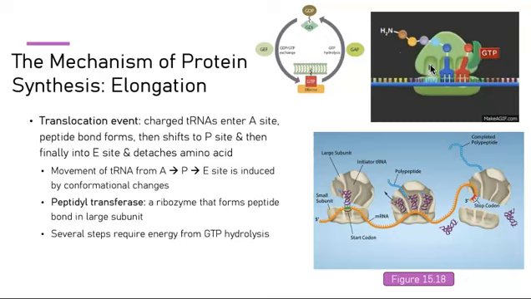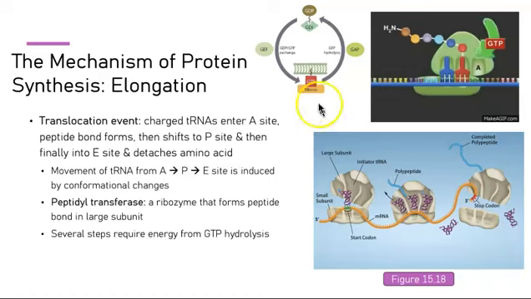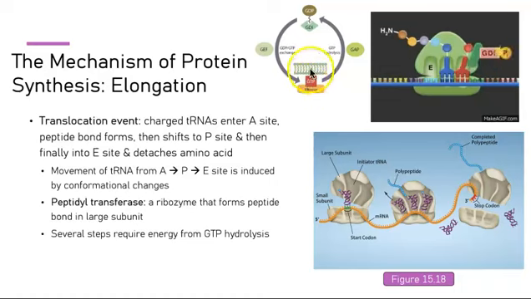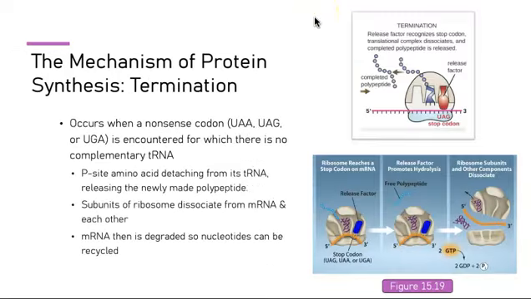We also have a ribozyme known as peptidyltransferase, and this helps to form that peptide bond between the amino acids in our large subunit. And in order to do this, we need some energy, right? So we are going to utilize GTP hydrolysis to make this happen, where we break off a phosphate bond and have it turn into GDP and that inorganic phosphate.